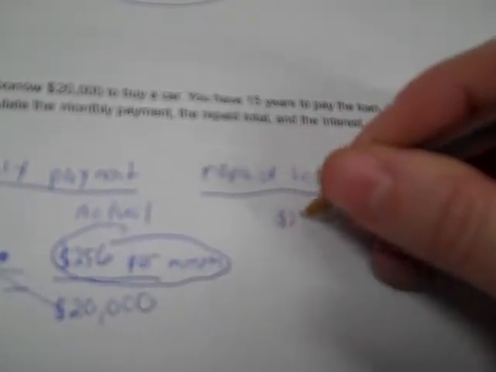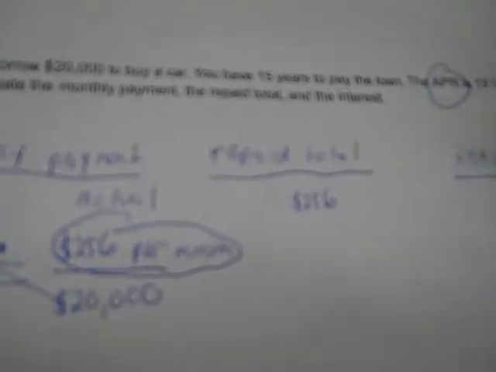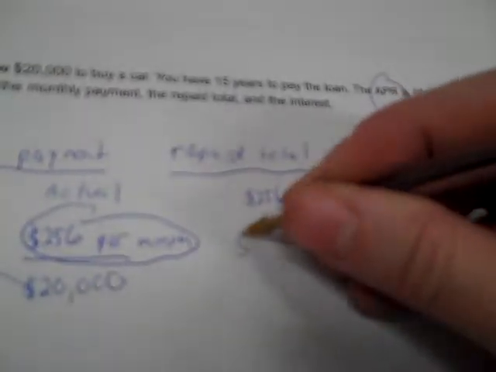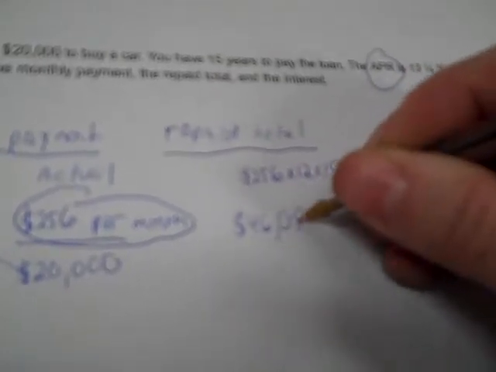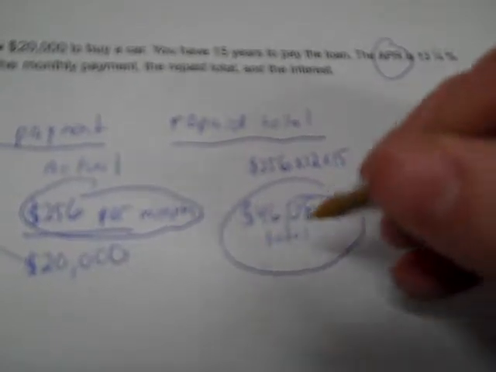Now to find out the repaid total, we're paying $256 every month, okay? Now, there's 12 months in a year. So I'm paying this 12 times in a year, but I'm also doing it for 15 years. So I pay it 12 times in a year, and then whatever that is, I pay that 15 times, okay? So $256 times 12 times 15, $46,080. Okay, and that's your repaid total. So total repaid.